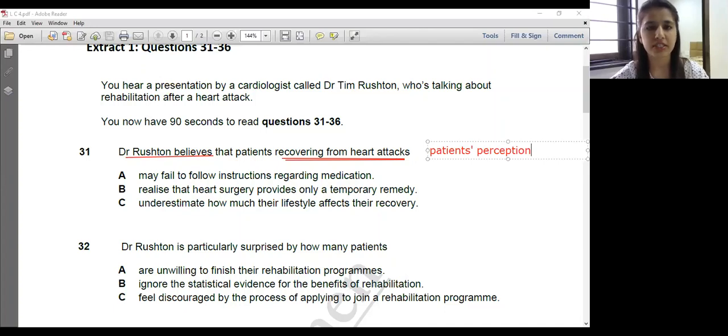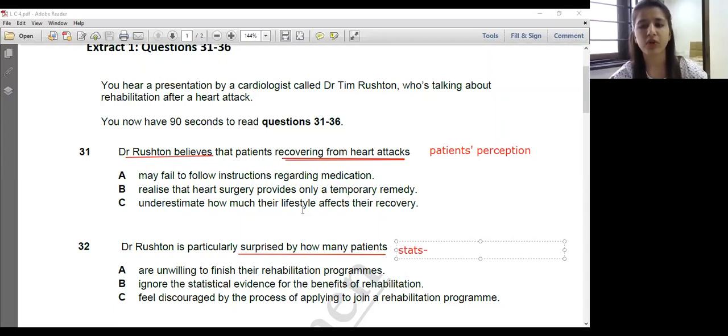Then if you look at the second question, it says, Dr. Reston is particularly surprised by how many patients. So how many patients? That gives you an insight that probably he's going to give us some stats here, okay, which could be related to people taking up the rehabilitation program or people who successfully complete it. It could also include the people who get benefit out of it, and something that surprises him. So again, here I have to identify his viewpoint, isn't it? What is his viewpoint towards the statistics that he's giving?